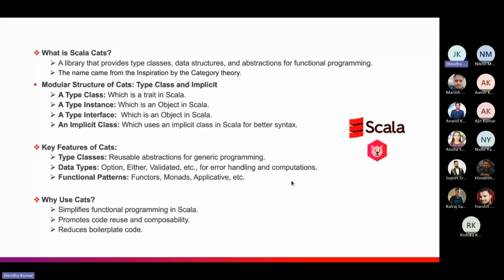Okay. And these are the key features that Scala Cats provides: the type classes that we can use, reusable abstractions for generic programming, and data types. Data types means it gives the options Either, Validated, and many more, like Either[T] and Option[T] for error handling and computations. And functional patterns like functor, monads, applicatives. There are many more, like semigroups, monads.